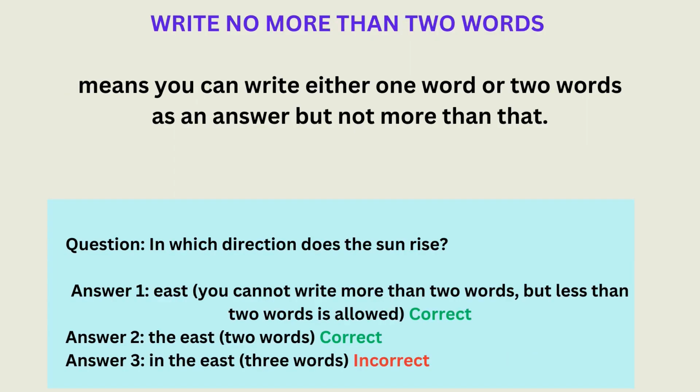Now, coming on to instruction number 3, which is write no more than two words. This instruction means that you can write a minimum of one word and a maximum of two words as an answer, but not more than that. For example, if the question is in which direction does the sun rise and you write in the east, it will be marked incorrect because this will be considered as three words. If you write east, it will be correct because it is one word and you are allowed to write a minimum of one word. If you write the east, it will also be correct as you are allowed a maximum of two words.